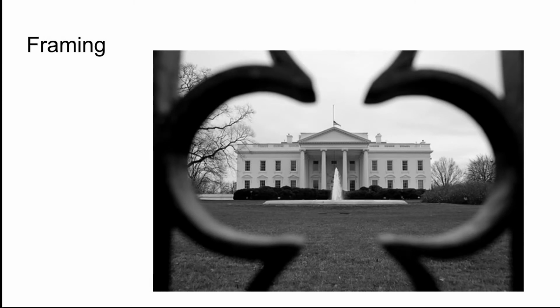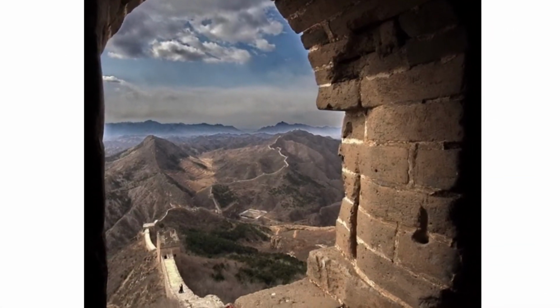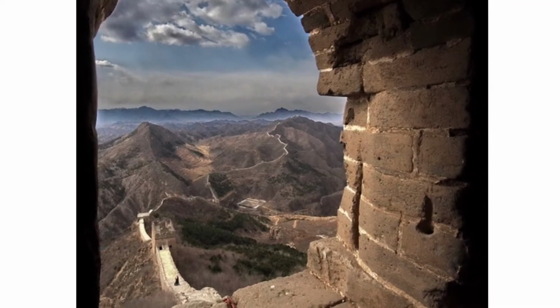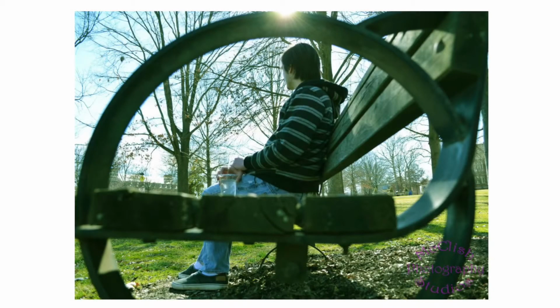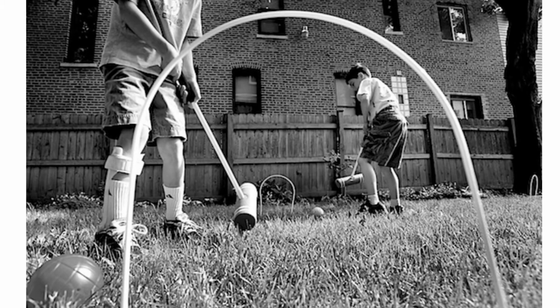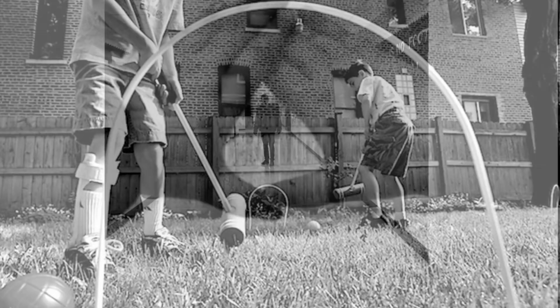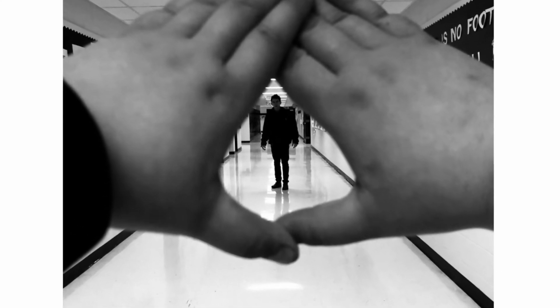The fifth composition technique is called framing. Framing involves finding a subject to wrap around your main subject. For example, the window around this view of the Great Wall of China, or the arm of this bench going around the student sitting on the bench, or this croquet wire goal wrapping around the kid playing croquet, or hands wrapped around me in the hallway.